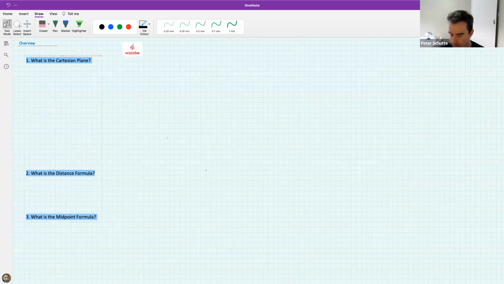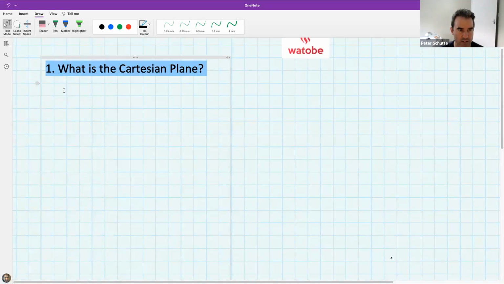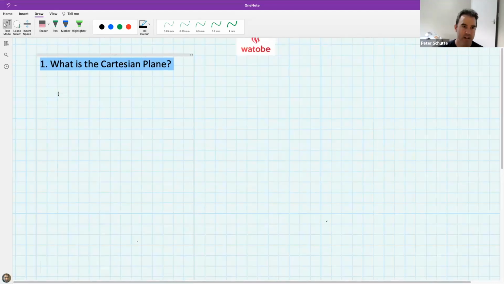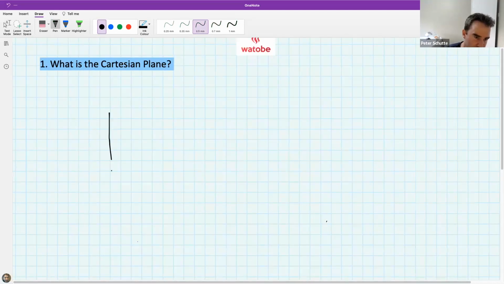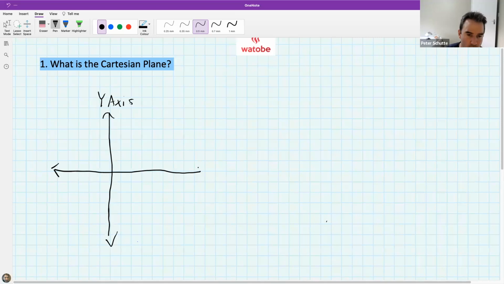I just want to quickly check that we all know what the Cartesian plane is. So the Cartesian plane looks a lot like this, and it has a vertical axis, which we call the y-axis, and a horizontal axis, which we call the x-axis. And this is a really important thing for this particular topic, analytical geometry, because it all takes place in this setting. Now, these are really just two number lines that are meeting each other at 90 degrees.